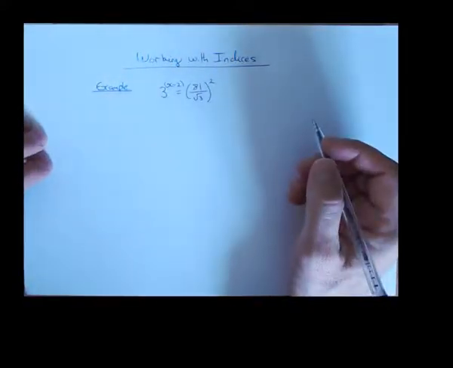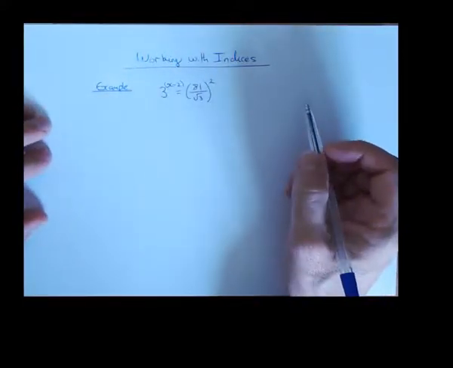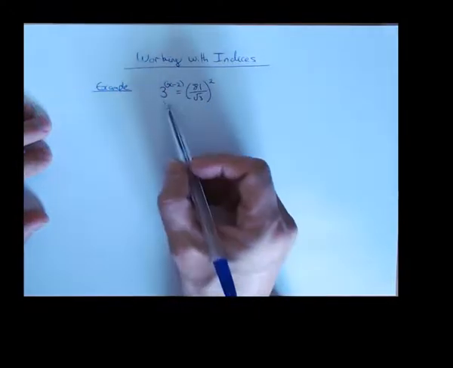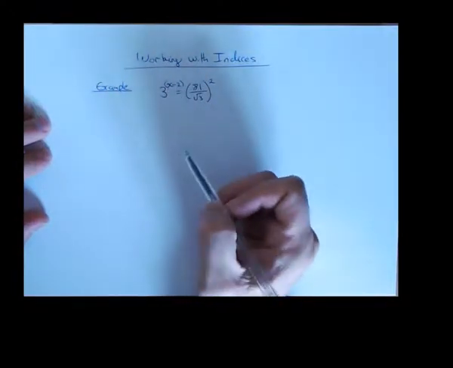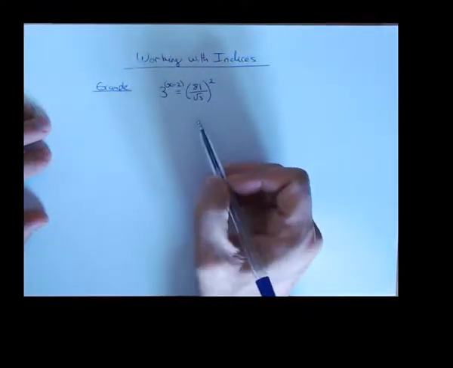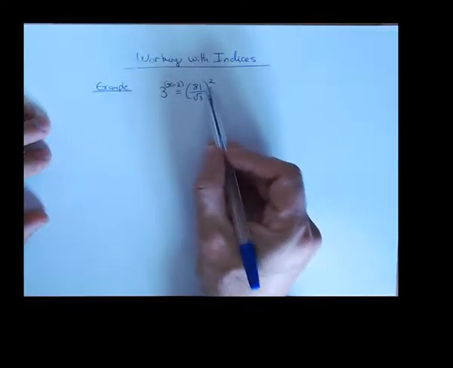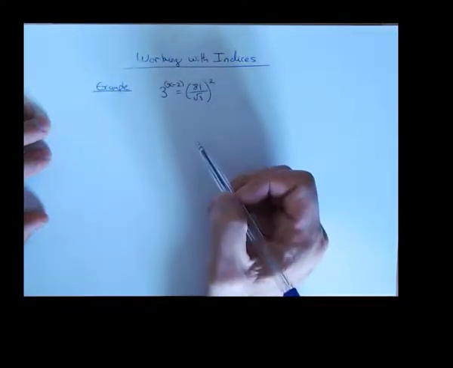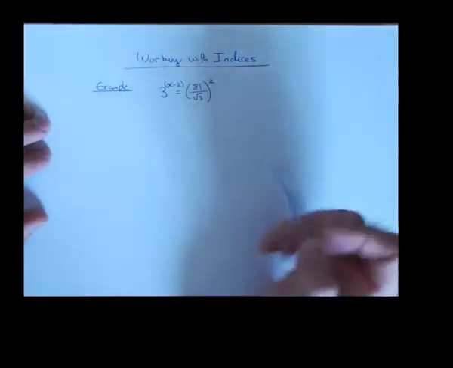In order to look at this, we're going to be looking at an example question. The example question that I have is 3 to the power of x minus 2 is equal to 81 over the square root of 3, and that whole thing is squared. And the question is, what is the value of x?